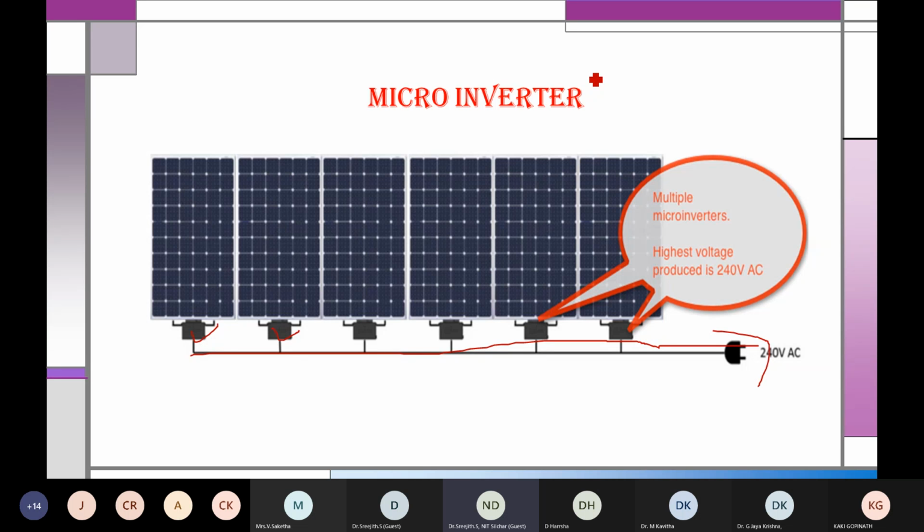And one more very important advantage of this micro inverter is that, see, this is an inverter. So as far as a solar panel is concerned, we need to operate it at the maximum power point. Okay, so here you can see each and every panel has one inverter. That means that inverter will operate at the maximum power point of that panel. Okay, so 1, 2, 3, in this diagram you have 6 panels, right? So each and every inverter works on the maximum power point of that corresponding panel. So everything will work on maximum power point only. Okay, so there is an advantage. Individual maximum power points can be used.